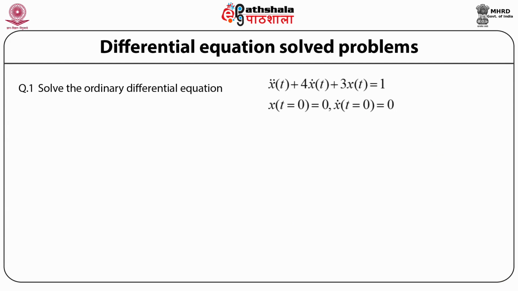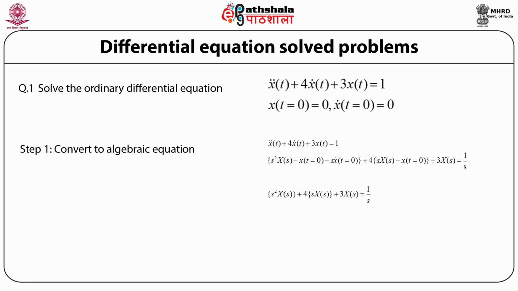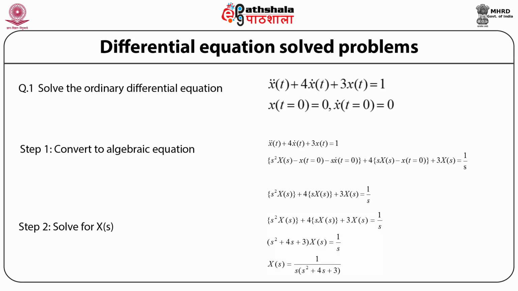Solve the differential equation with given initial boundary conditions. Like we said, we always need initial boundary conditions for the Laplace transform. Step 1 is to convert into an algebraic equation. X double dot is the same as x double dash, and you substitute s squared X of s minus and so on. Then x dot is x dash, which you similarly substitute. If you keep on substituting and solve for X of s, finally you will come to 1 by s times s squared plus 4s plus 3.